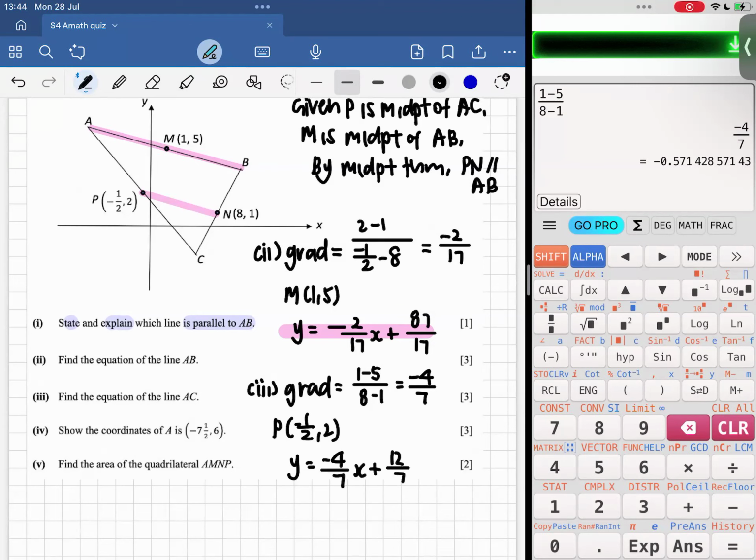Okay, so this one, these two settled. Nice. Okay, so now they want us to show that the coordinates of A is actually (-7.5, 6).